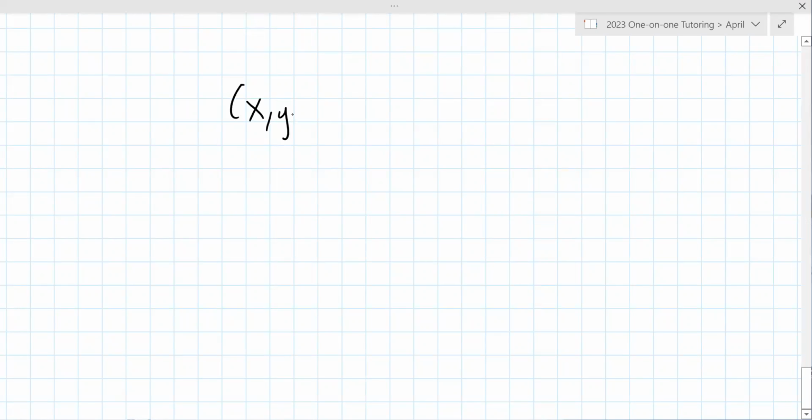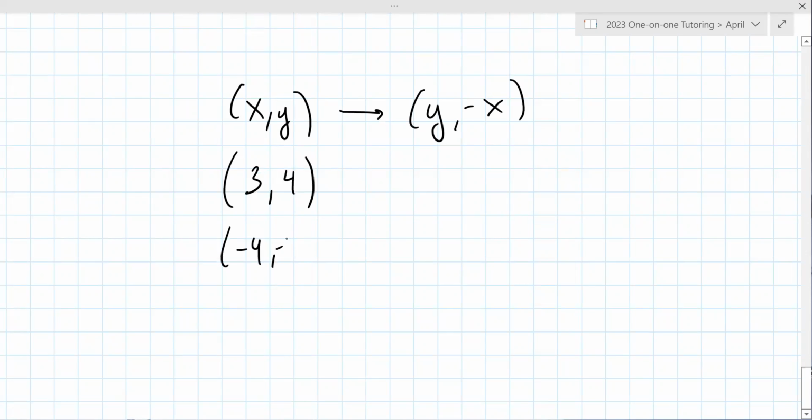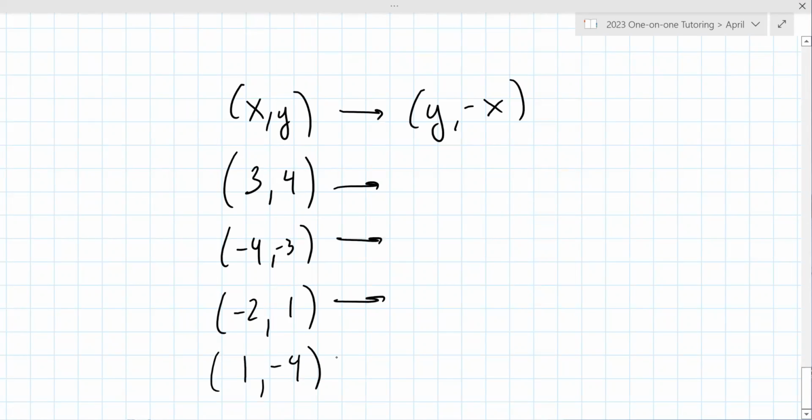All right, so let's do this again here. Let's say the rule here is (x, y) goes to (y, -x). And let's go (3, 4), (-4, -3), (-2, 1), (1, -4). All right, so I want you to work through each list vertically first. Go vertical first, and then the other one, and then give me your answers.